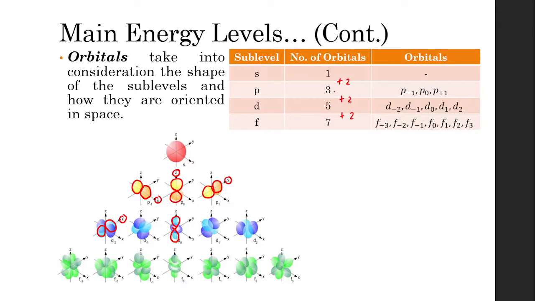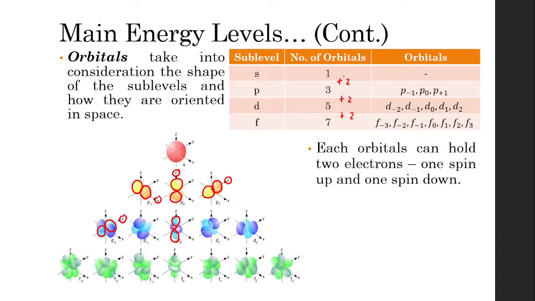So why are these orbitals important? The reason is that each orbital can hold up to 2 electrons, one with what we call a spin up and one with a spin down. Because if you have an electron right here, this electron can rotate clockwise, and this same electron can rotate counterclockwise.